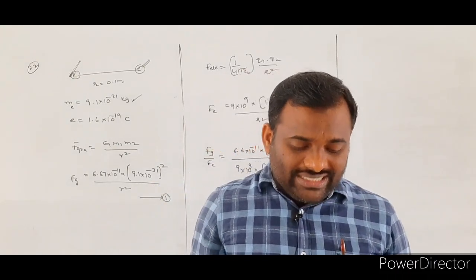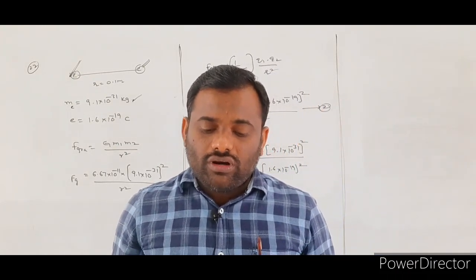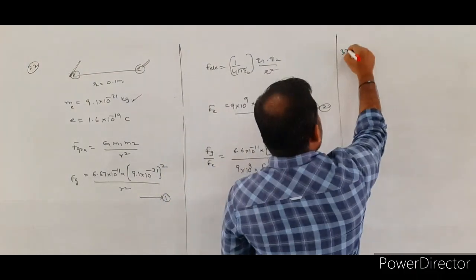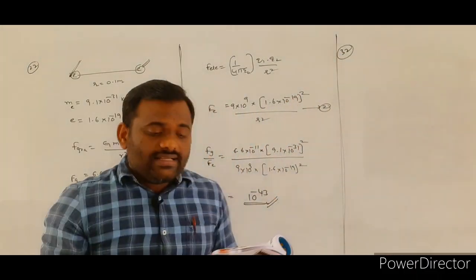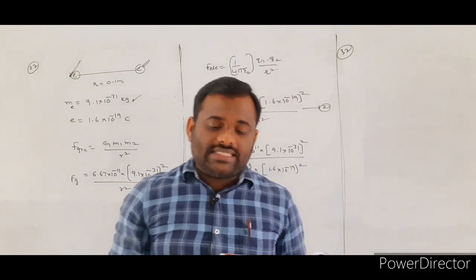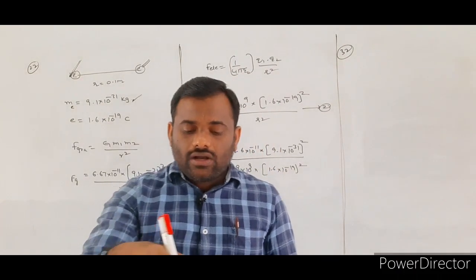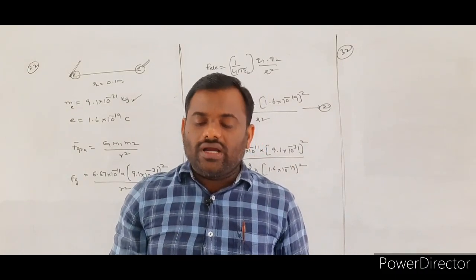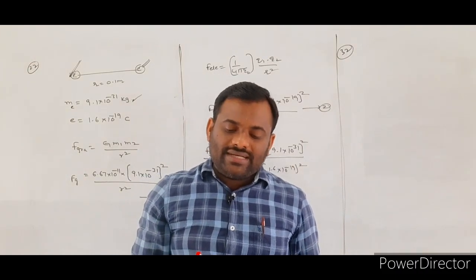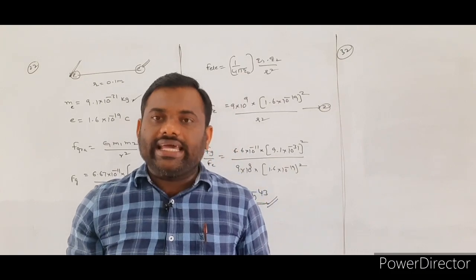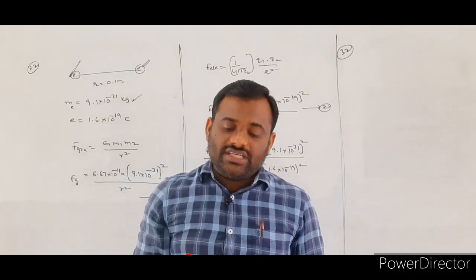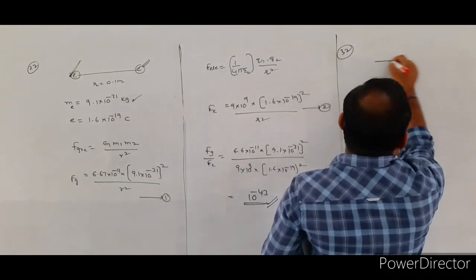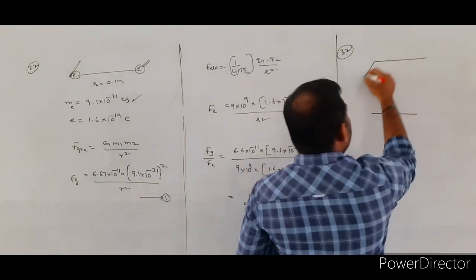Next. Remaining bits are the theory bits. You solve them. Problem number 32. One more important problem. 6 particles each of mass small m are placed at the corners of a regular hexagon of edge length small a. If a point mass m0 is placed at the center of the hexagon, then the net gravitational force on the point mass is. See here, we will take one regular hexagon.